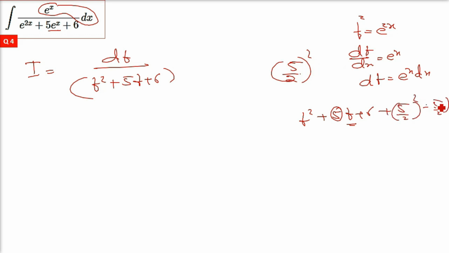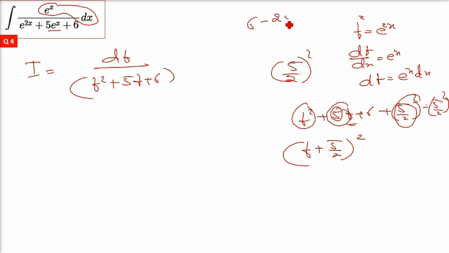When you square, add and subtract, t square plus 5t becomes t plus 5 by 2 whole square. That has become a perfect square. Now we are left with the constant term, which is 6 minus 5 by 2 whole square. That is 25 by 4. So 6 into 4 is 24, minus 25 divided by 4, that is negative 1 by 4. This can be written as negative 1 by 2 whole square, because 1 by 2 whole square is 1 by 4 only.